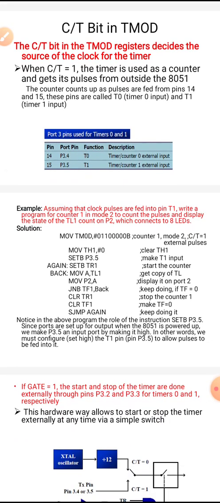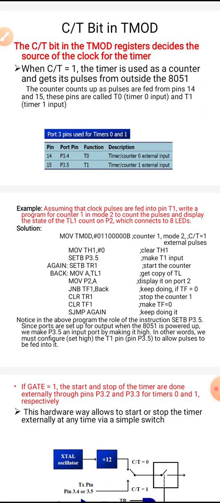We have a simple program which is almost similar to that of the timer programming. Assuming the clock pulses are fed to the T1 pin, that is pin number 15, that is 3.5, write the program for counter 1. There are two counters, counter 0 and counter 1, similar to timer 0 and timer 1. There are again 4 modes, mode 0, 1, 2, 3, which we set in the TMOD register. So counter 1 in mode 2 counts the pulses and displays the state of TL1 count on port 2, which is connected to the 8 LEDs.